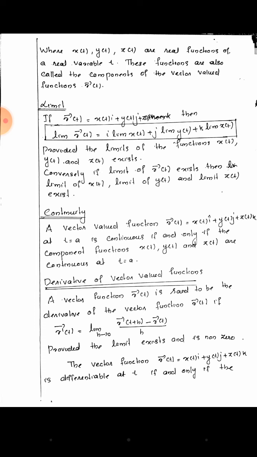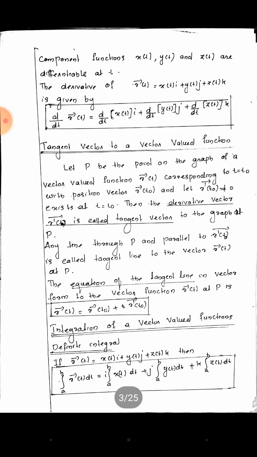Similarly, for the derivative of vector R, we take the derivative of each component. That is, d by dt of vector R is equal to i into d by dt of x of t plus j into d by dt of y of t plus k into d by dt of z of t. The derivative vector is called a tangent vector, that is, the tangent vector is vector r dash of t.